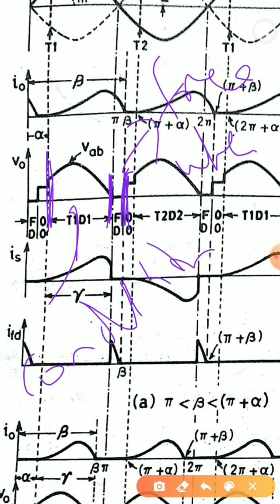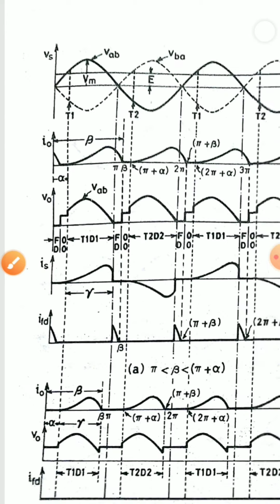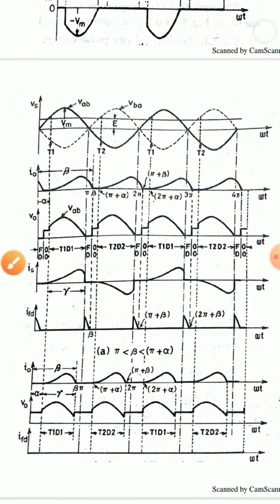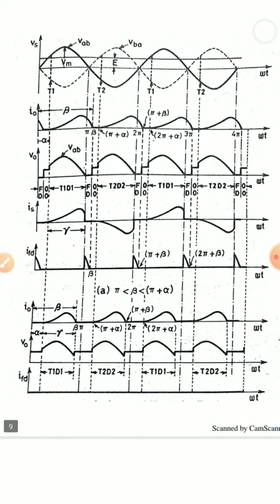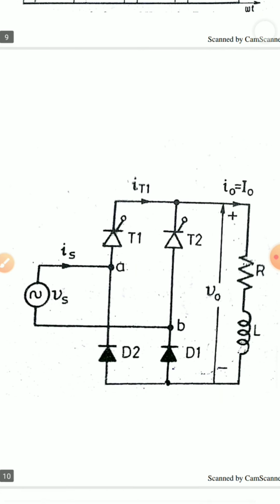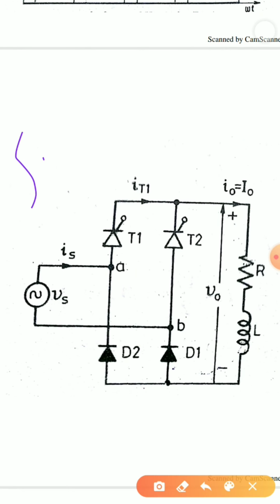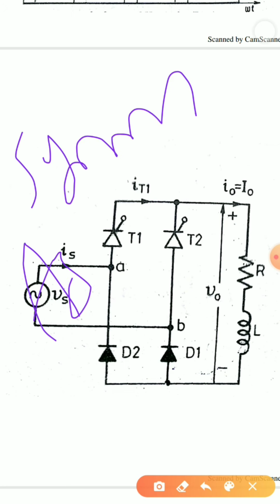Then after the conduction of the freewheeling diode has completed and before my firing pulse is given, I am having a small period where there is no device conducting. At that period we can clearly see that the EMF E will take over. Now this is called my idle period. So I hope the discontinuous current operation is clear.